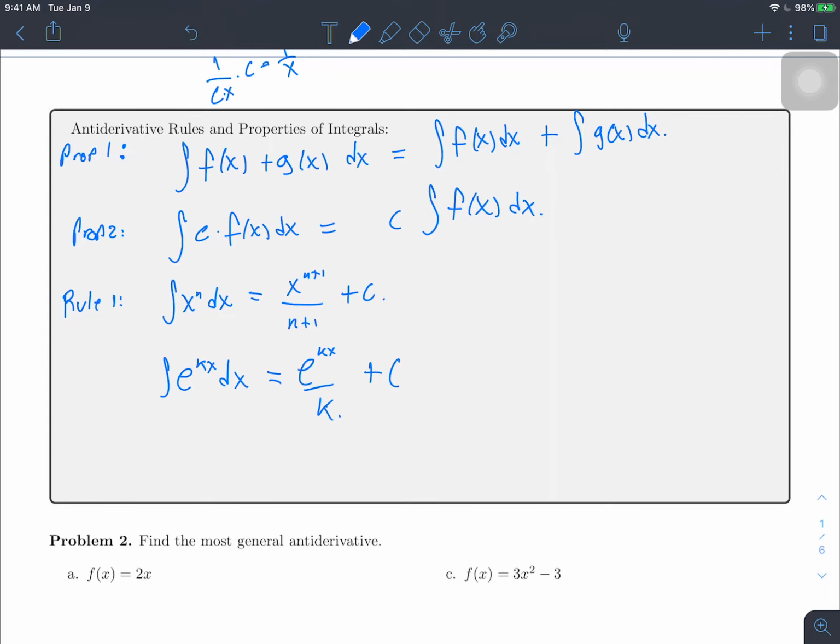Okay, let's see, is there another rule? Well, there's one more, I think. That was rule 2. Rule 3, ln rule. Integral of 1 over x dx. Well, 1 over x is the derivative of ln, except we got to be a little bit careful here. When we go the other direction, we need to put an absolute value sign here.